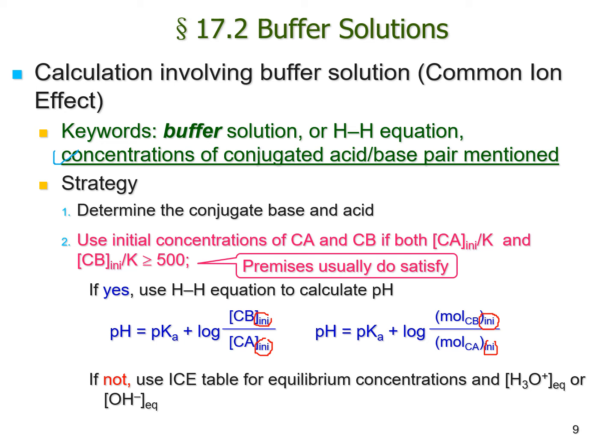If the 500 rule for some reason does not apply, there's no shortcut anymore. I'm not going to say guarantee, but most likely for a buffer solution, that's going to be a yes. But always check that out before you use the HH equation.